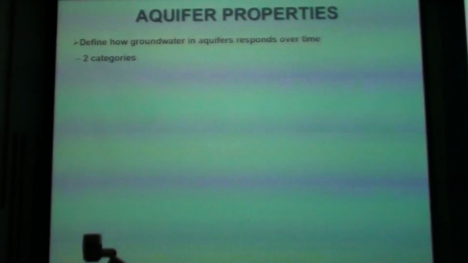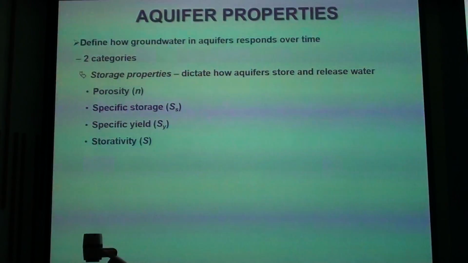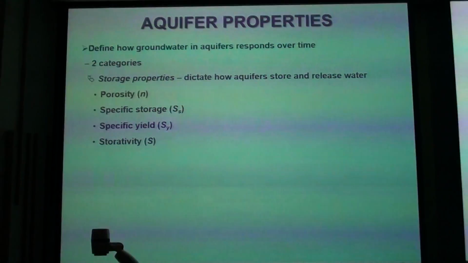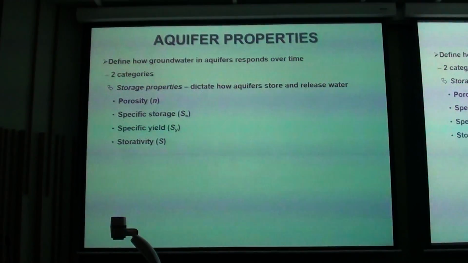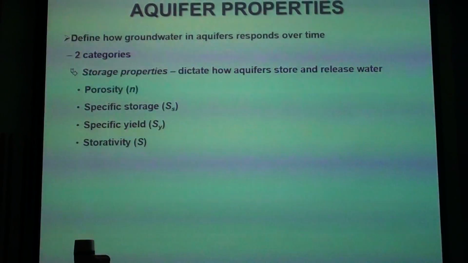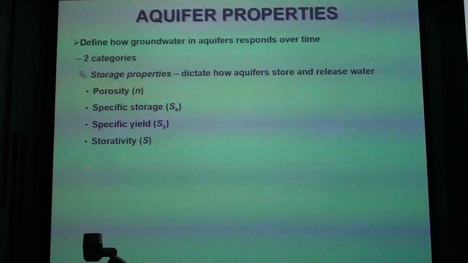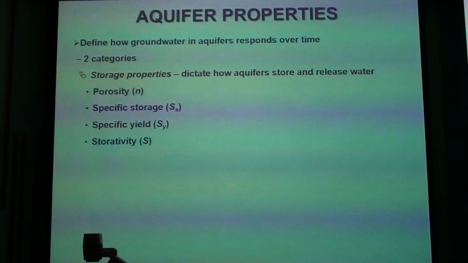So there are two categories of aquifer properties. There are storage properties and there are flow properties. The storage properties dictate how aquifers store and release water. When I talk about releasing water, I mean when we disturb them, put a single well into them and start taking water out. They'll release water in different ways depending whether they're confined or unconfined, depending how porous they are, depending whether they've got primary or secondary porosity, etc., etc. There's a series of those, which we'll go through today.